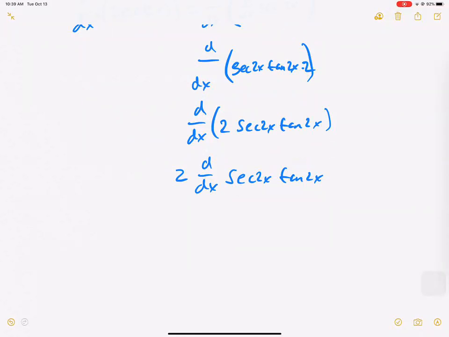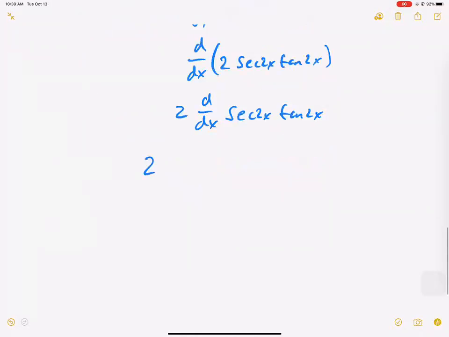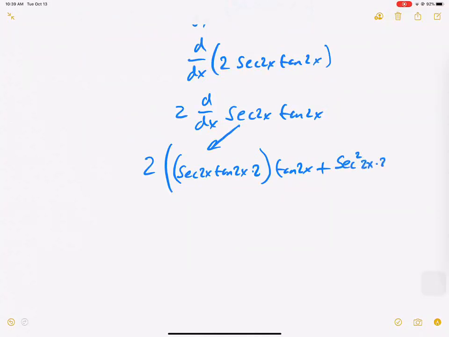Oh no, product rule. So we say the derivative of the front. Now let's just take the derivative. The derivative of the front is secant 2x tangent 2x times 2, chain rule. Leave the back alone. Plus the derivative of the back. Remember what the derivative of tangent is? That's secant squared 2x, chain rule times 2, leave the front alone.